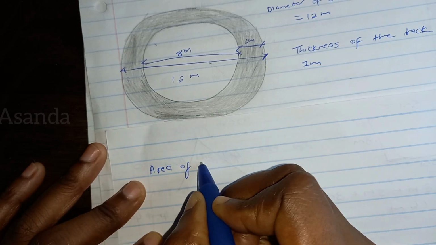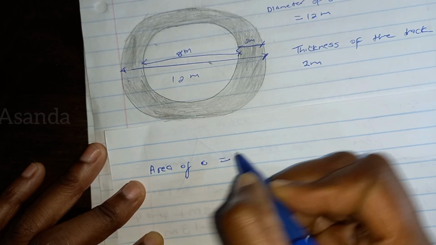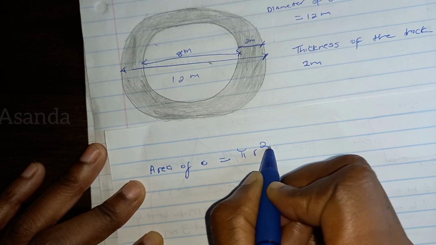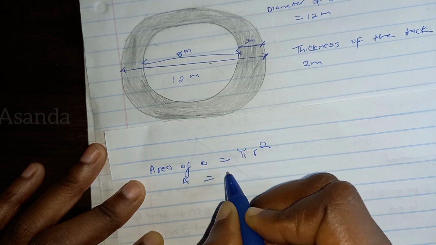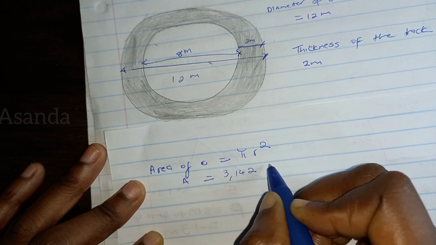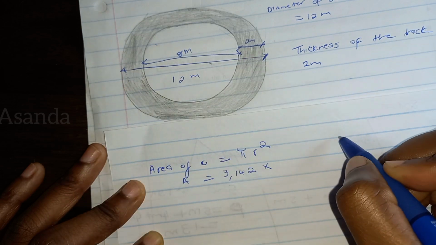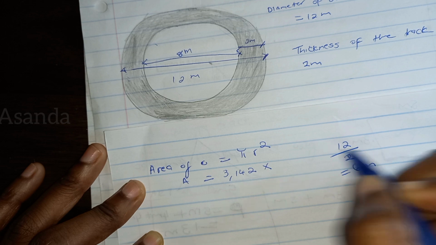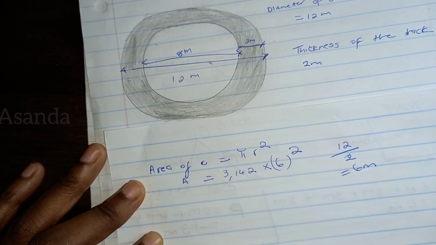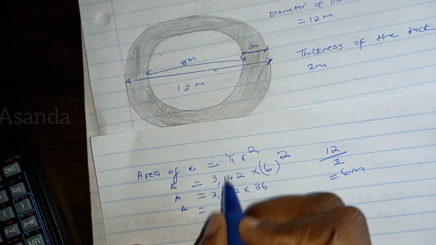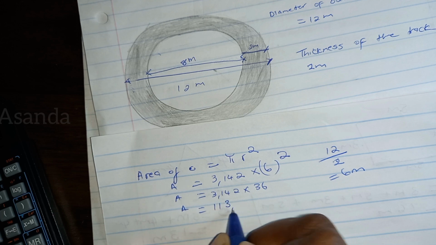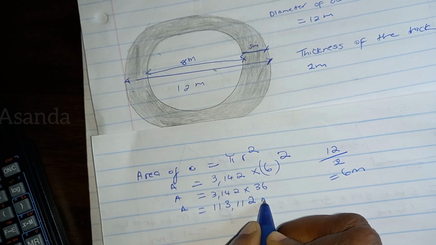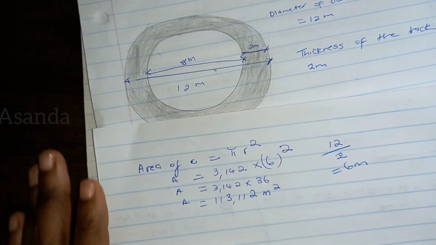Right, so we're calculating the area of the big circle. We're going to say area of a circle is equal to pi r squared, and then we're going to say the area there is 3.142 multiplied by the radius. Therefore we need the radius. We're going to say 12 divided by 2, and we get 6 meters. Therefore we're going to say 6 squared there, and the area there will be 113.112 meters squared. So that is the area of the big circle.